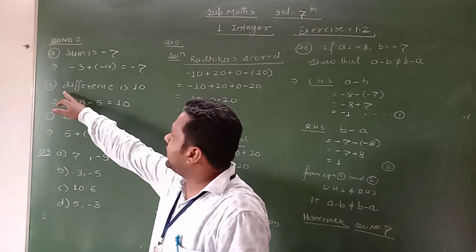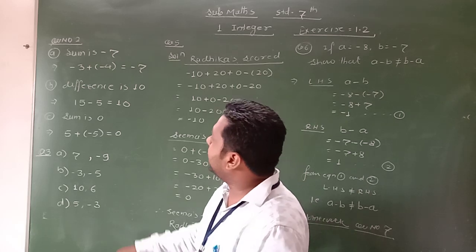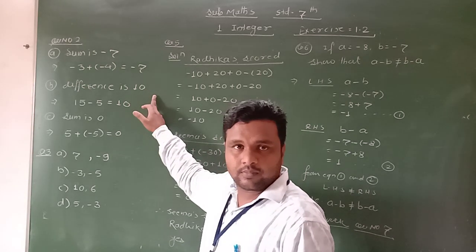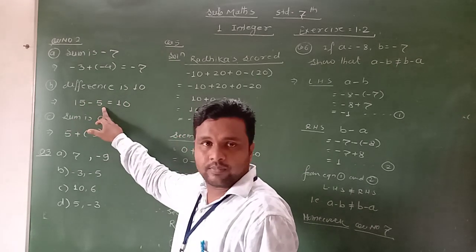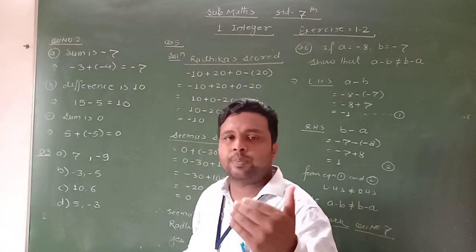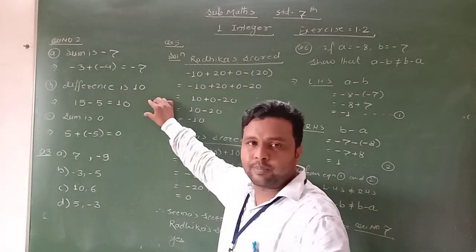Then the next question is given. Here we have to find a pair of integers whose difference is 10. For that I take 15 and 5. The difference of 15 and 5 is 10. In this way we can take other examples also.